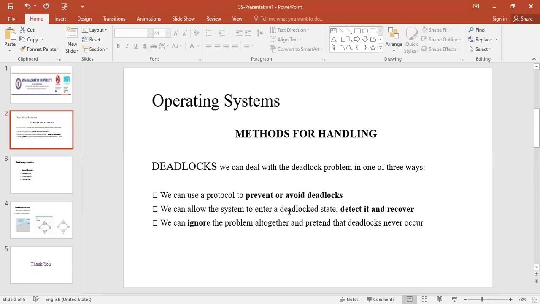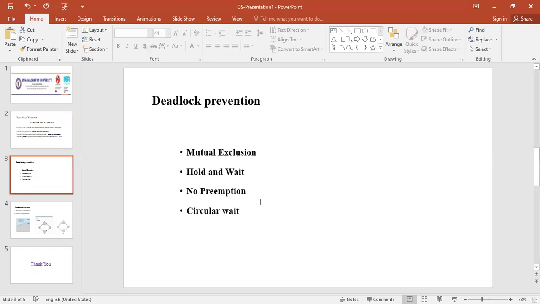Now we are discussing the prevention of deadlocks. How can we make sure the processes do not enter the system into the deadlock state? One of the mechanisms is deadlock prevention.